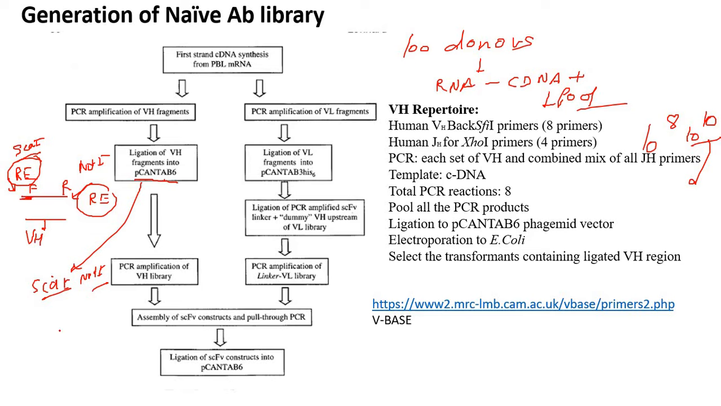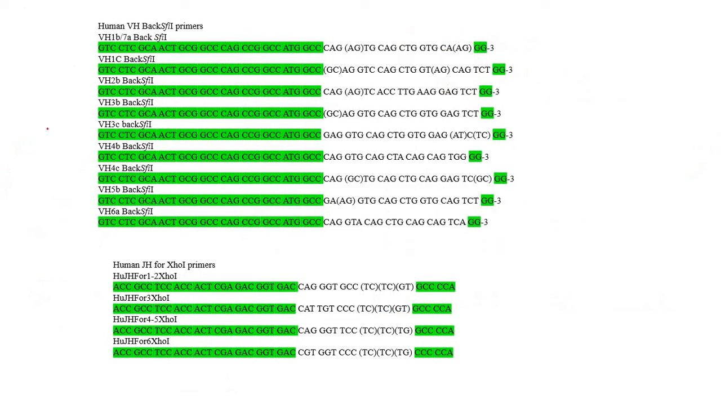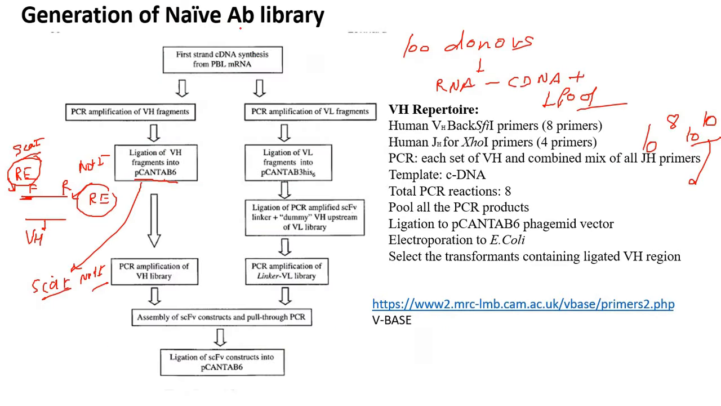Let's say this is your forward primer. Let me just show you. You have designed the primer, which you can see here, this one. Let's say this is your forward primer, and somewhere it will have the SfiI sequence, which is the restriction enzyme site. Like this, you have to design your sequence. Once you amplify these genes, you will have the restriction site as well as the variable region of the heavy chain.